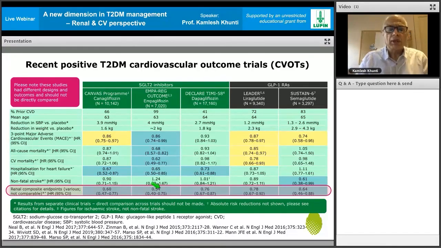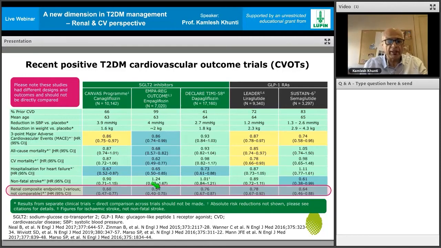Now, coming on to the excitement in the newer therapies, we've had data from SGLT2 inhibitors. I'm just showing you here the CANVAS trial with canagliflozin, EMPA-REG trial with empagliflozin, and DECLARE-TIMI trial with dapagliflozin, all very large cardiovascular outcome trials. And then the GLP-1 receptor agonists, LEADER with liraglutide and SUSTAIN-6 with semaglutide. Now, these were safety trials, but as you know, they really blew us away when we saw the results in terms of cardiovascular outcomes. But there were unexpected results, and these were the renal outcomes and the heart failure outcomes. None of us expected that.